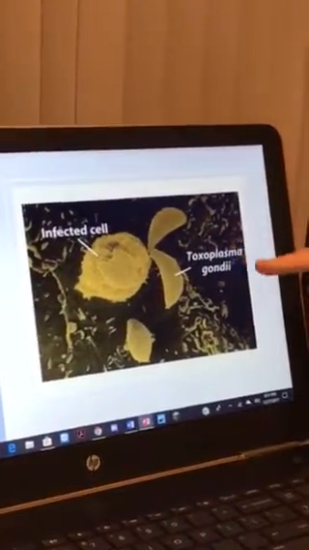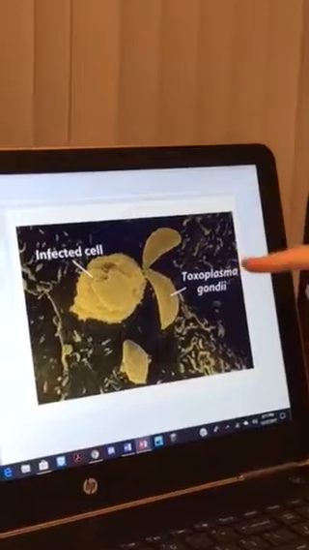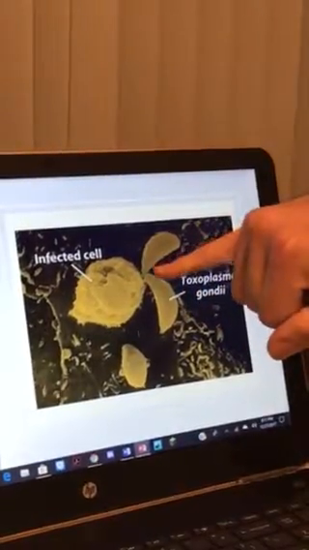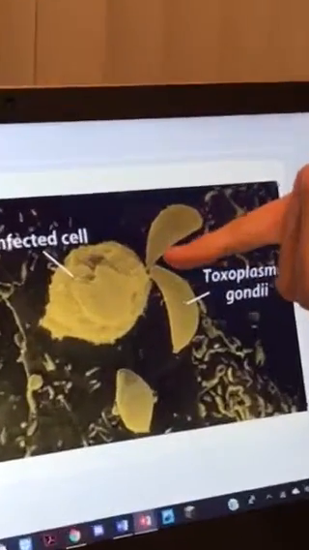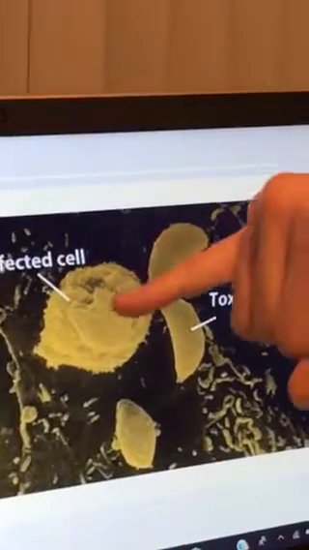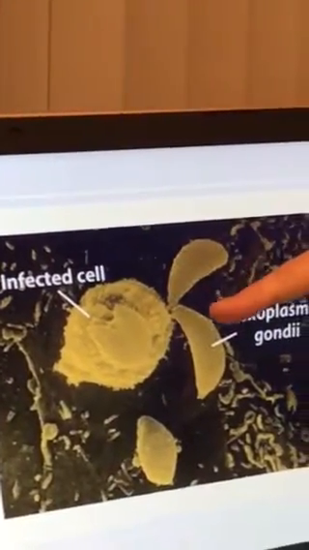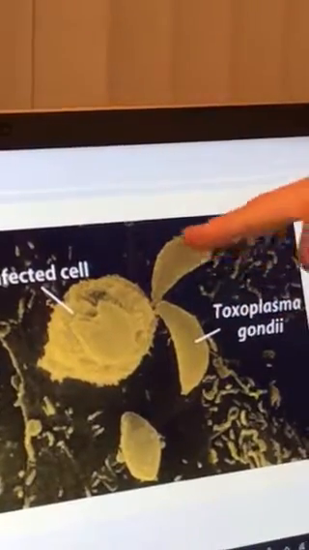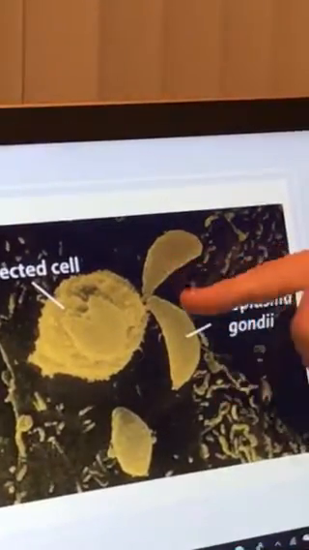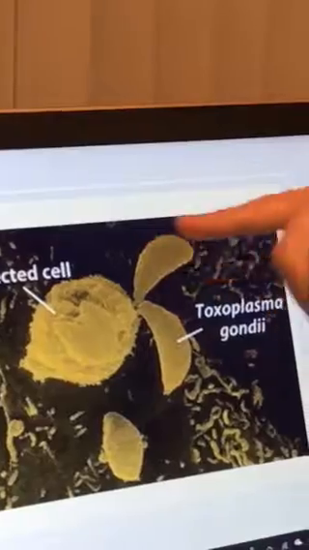Right here is what we're looking at when the Toxoplasma gondii is infecting the cell. See how on the small end, right here, that is where it's actually going to penetrate into the host cell. Like mentioned earlier, that's where all the ciliations or flagella-looking stuff will be. Nothing on the outside is really going to be there.